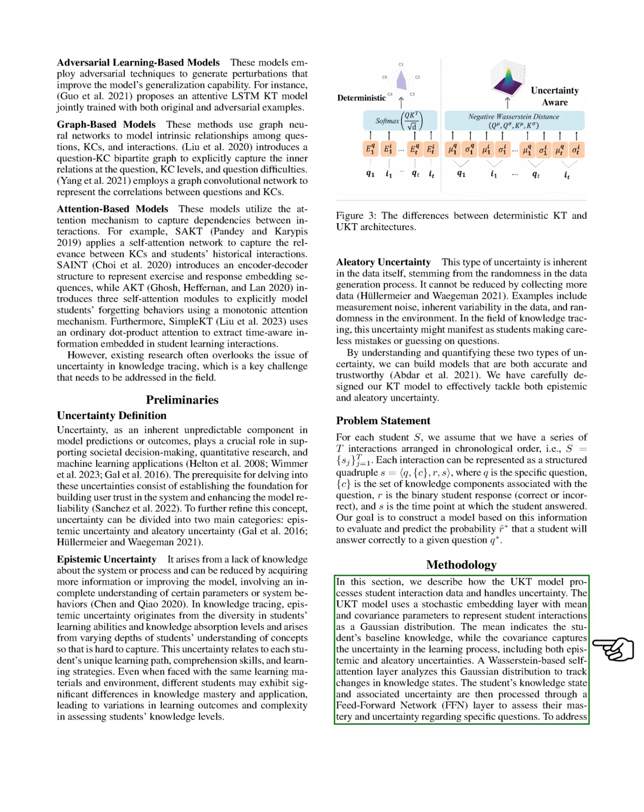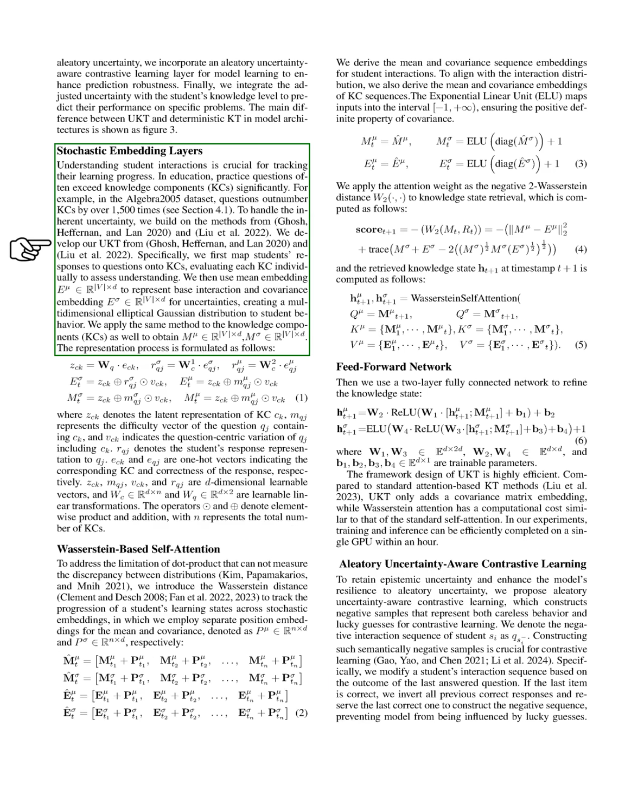We represent base interactions using a mean embedding and uncertainties with a covariance embedding, creating a multidimensional elliptical Gaussian distribution to model student behavior. We apply the same representation process to knowledge components, resulting in mean and covariance embeddings for them as well.